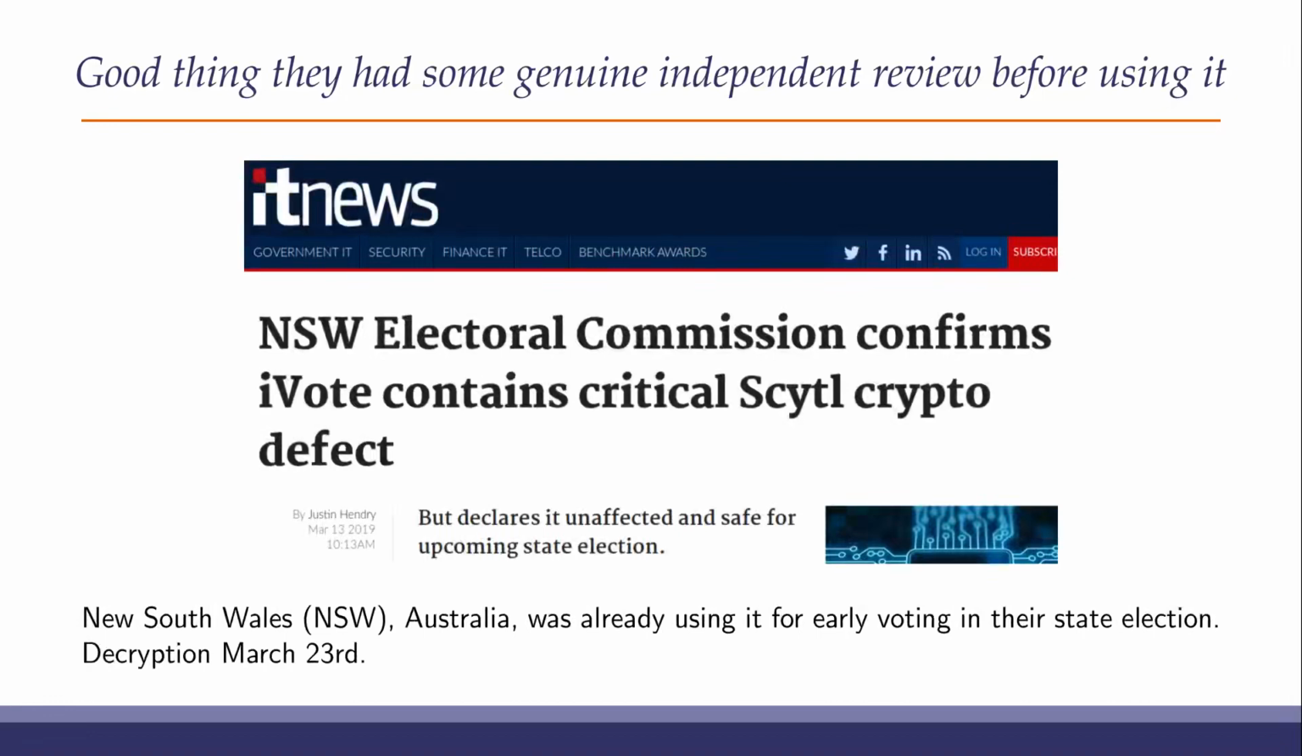We found out about these things in March of 2019. Australia was already taking votes and was intending to use it for decryption on state election day of March the 23rd. They confirmed they had the same bug, but declared that it was safe to use anyway.